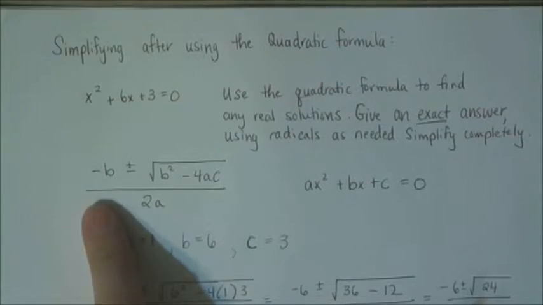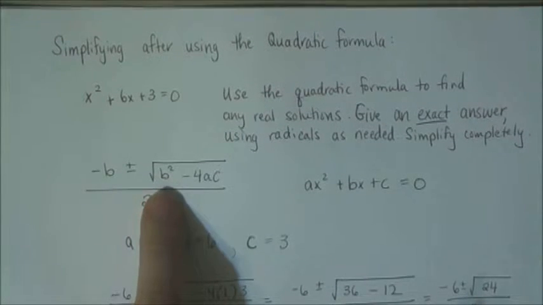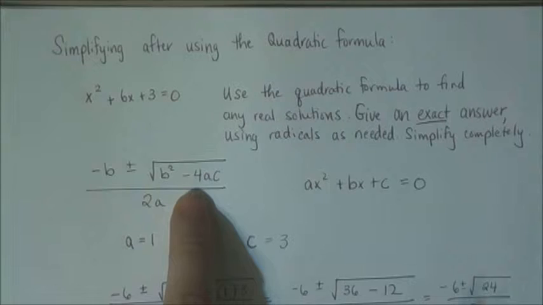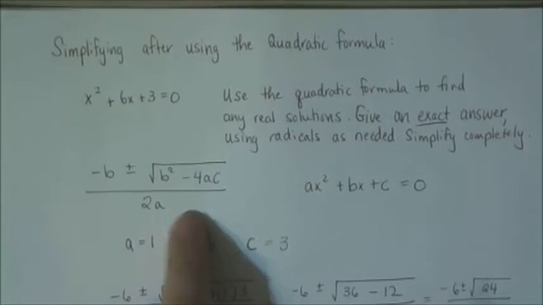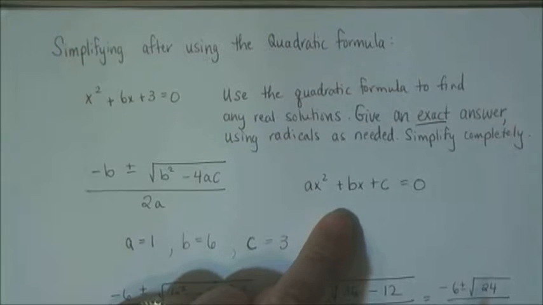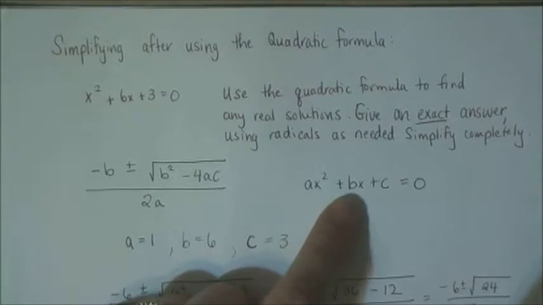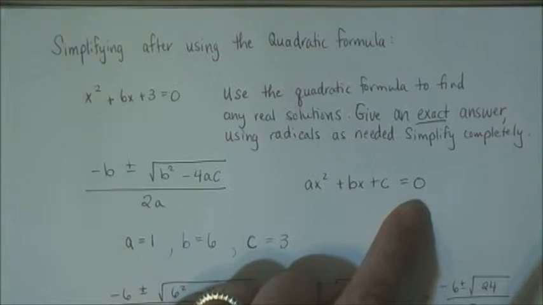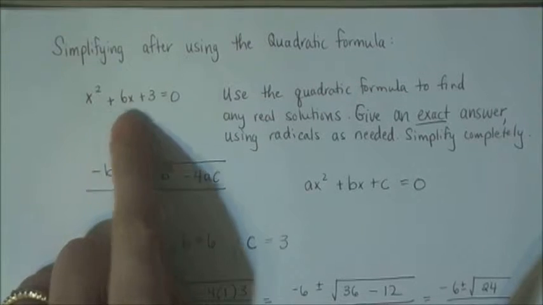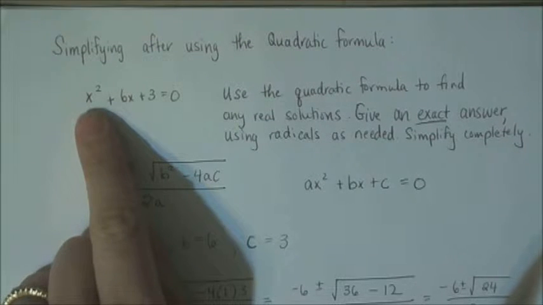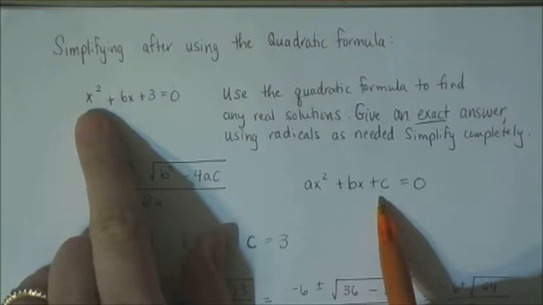So the first thing you do, you use the quadratic formula. Negative b plus or minus the square root of b squared minus 4ac all over 2a. And you can only use this formula whenever you have a quadratic equation that is in the form of ax squared plus bx plus c equals 0. And luckily for us, we already have our equation in that format. And so we just have to identify what the a, b, and c are.